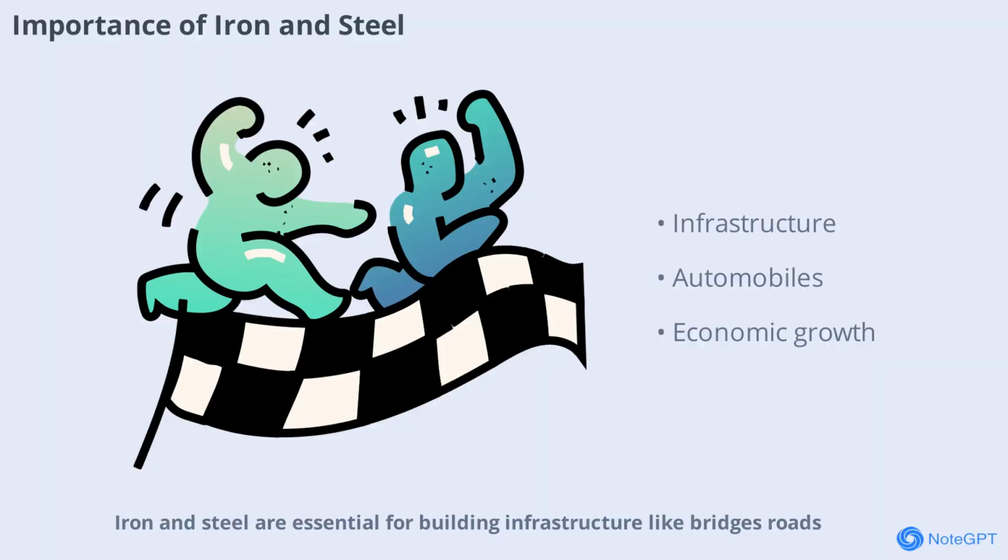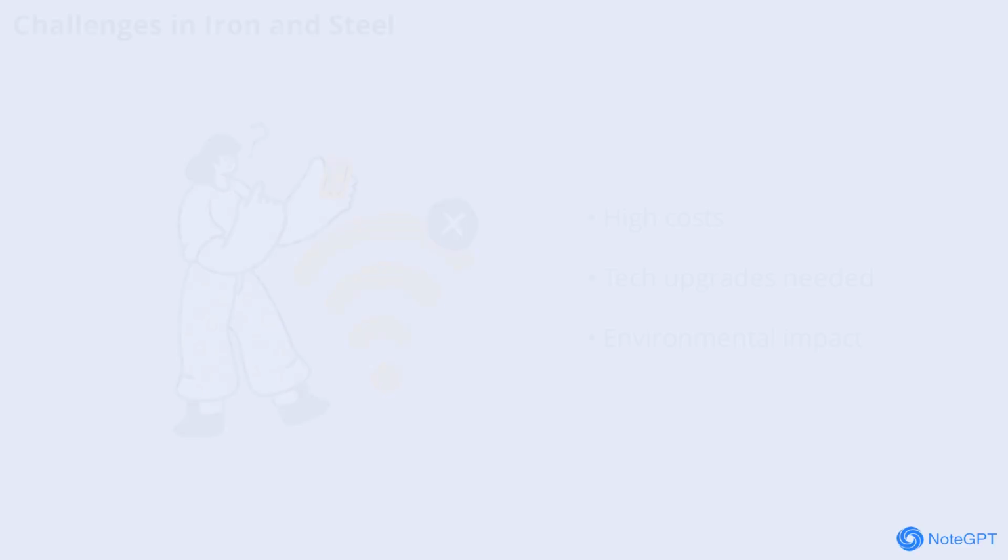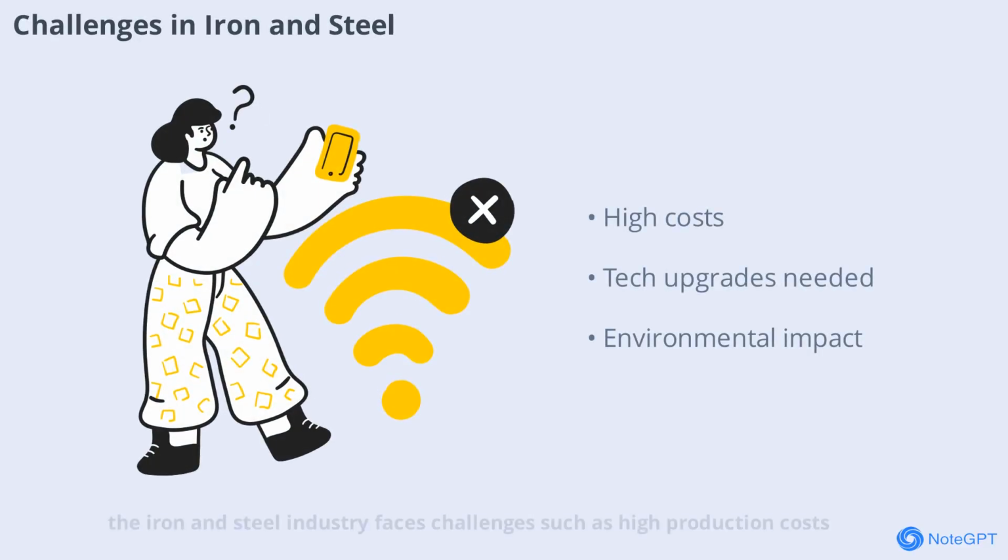Iron and steel are essential for building infrastructure like bridges, roads, and buildings. They are also used in manufacturing automobiles, ships, and machinery. The industry supports numerous other sectors and is a key driver of economic growth. Despite its importance, the iron and steel industry faces challenges such as high production costs, outdated technology, and environmental concerns. Addressing these issues is crucial for maintaining competitiveness and sustainability.